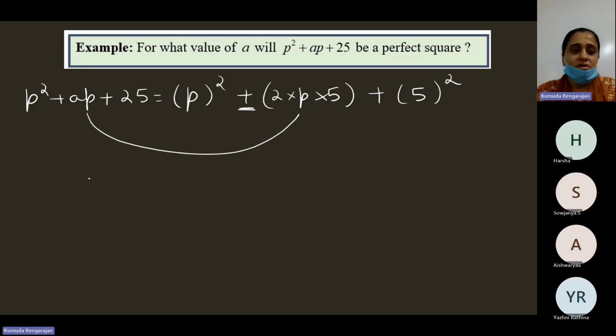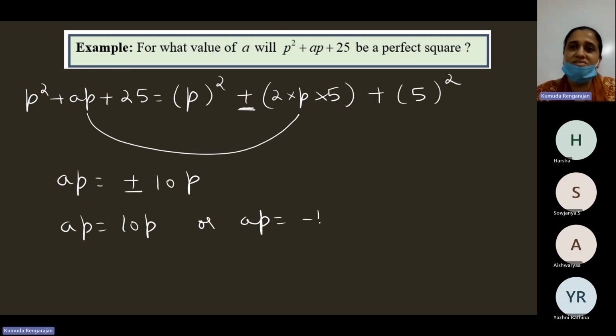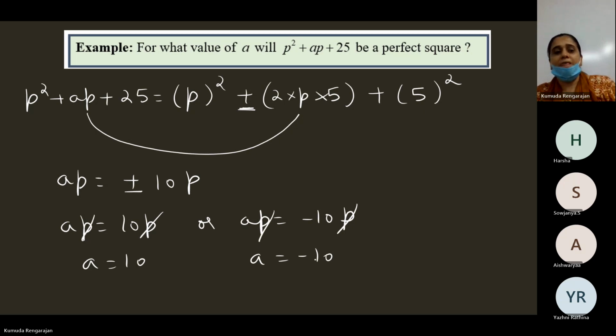Compare the middle terms. So AP is equal to plus or minus 10p. That means AP is equal to 10p or AP is equal to minus 10p. P will get cancelled on both sides. So A is equal to 10 or A is equal to minus 10. So A can be 10 or minus 10. In both cases, the given expression will be a perfect square.